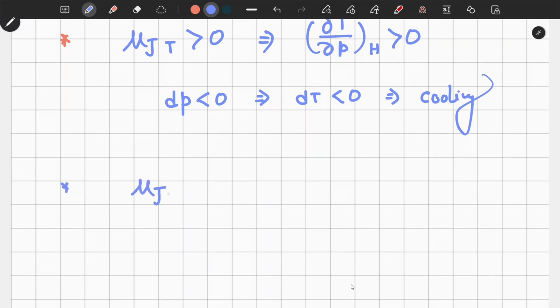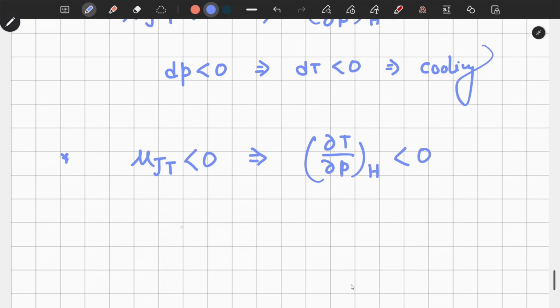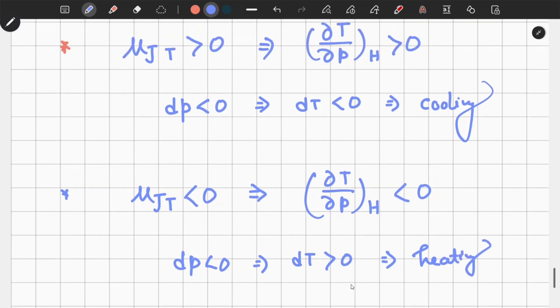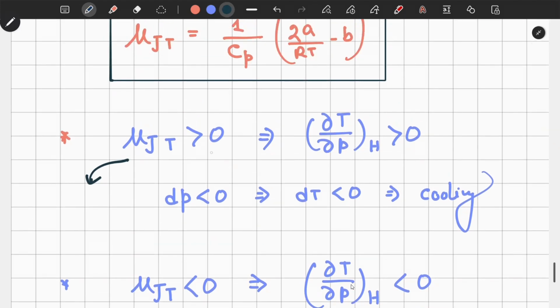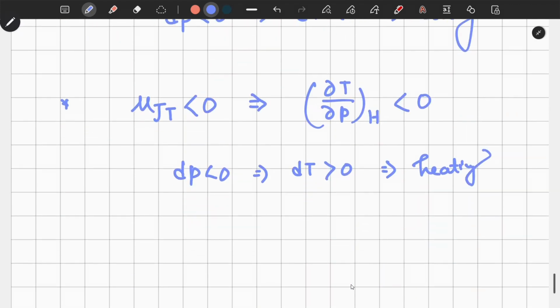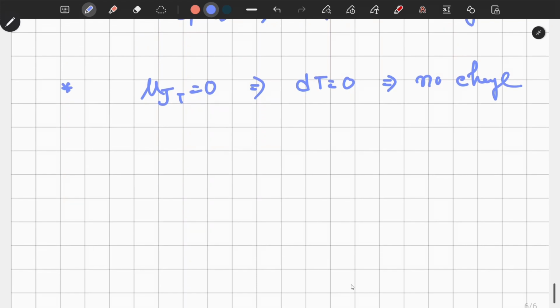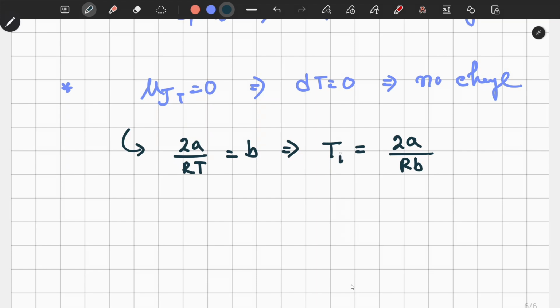When mu JT is negative, dP is negative, so dT should be positive. So it is heating. And when mu JT is 0, that means dT is 0, no temperature change, isothermal. This will occur when clearly 2a by RT equals B. So T will be 2a by RB, and this temperature is called the inversion temperature.